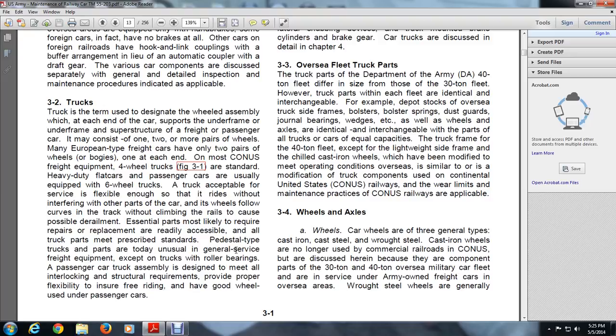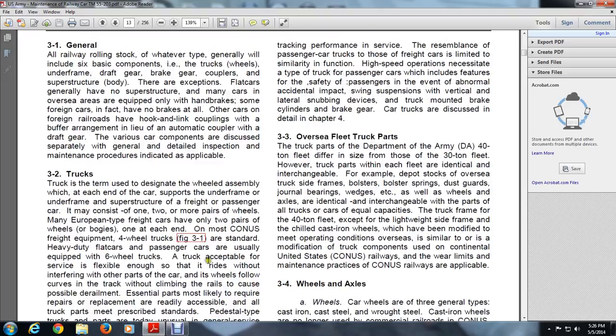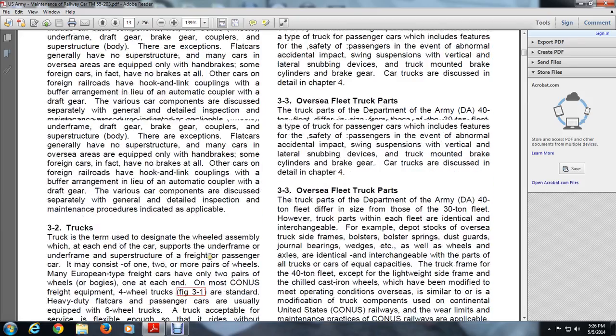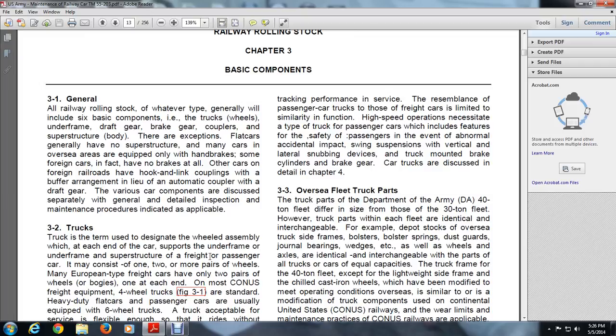All trucks must be standard. Pedestal-type trucks are usually used in general service freight cars, except for trucks with rolling bearings. The passenger truck assembly is designed to meet all the interlocking structural requirements and to be flexible to ensure free riding, with good wheels used in passenger cars. Track performance and service requirements of passenger car trucks are similar to those of freight cars.